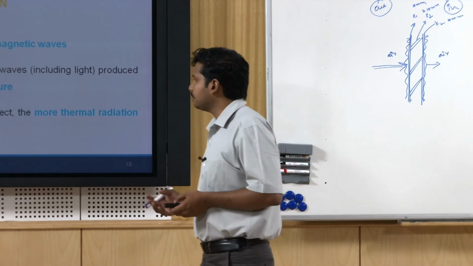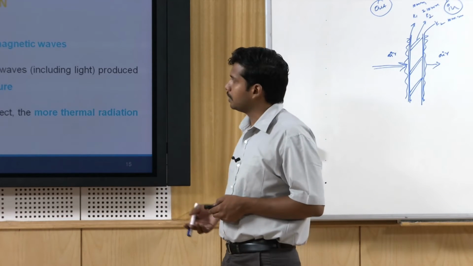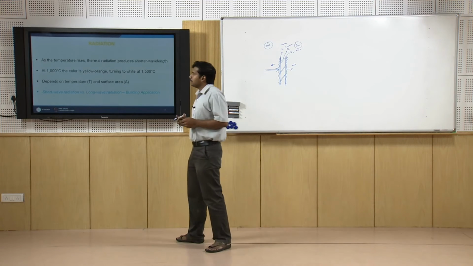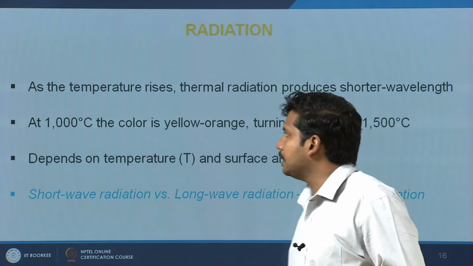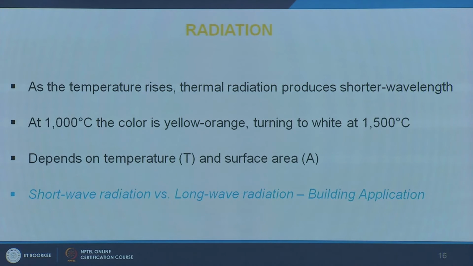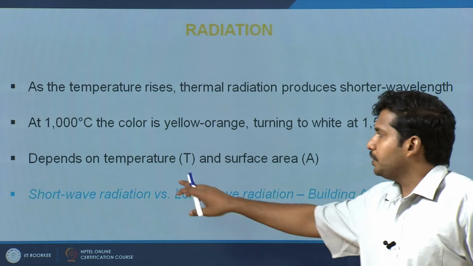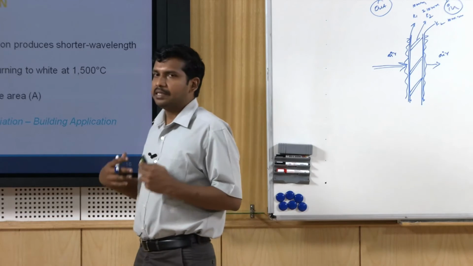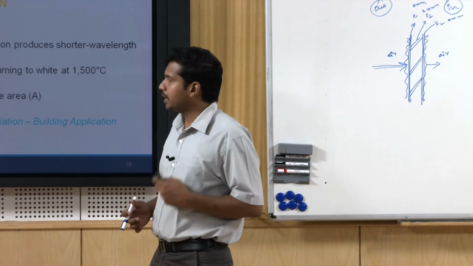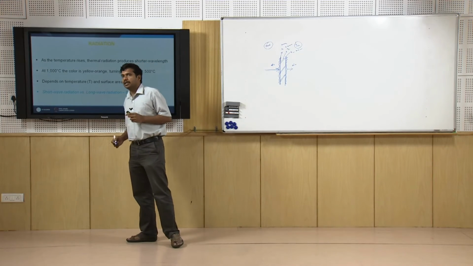The higher the temperature of the object, the more thermal radiation it gives off. As the temperature rises, the thermal radiation produces more short wavelength radiation. Say for example, typically at 1000 degrees centigrade, the color of light will be yellow orange and it would turn white as the emitting surface increases in temperature. We should remember the heat transfer depends on the temperature of the emitting surface and the surface area which is receiving it. There are two types we are interested in for building applications.